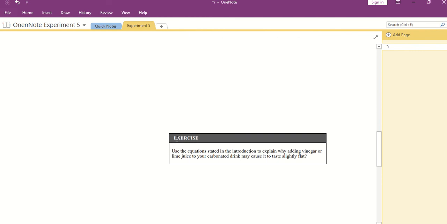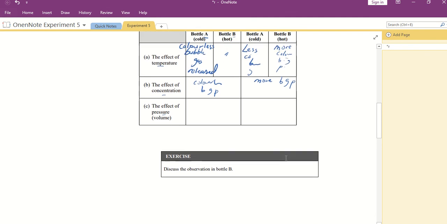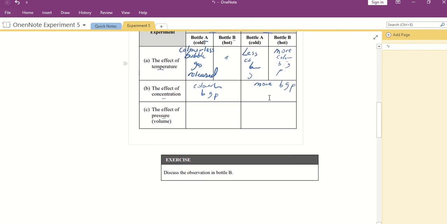Okay, so you are asked to discuss the effect of vinegar. Use the equation stated in the introduction to explain why adding vinegar or lime juice to your carbonated drink may cause it to taste slightly flat. Bila tambah vinegar tu dia dah tak rasa fizzy tu lagi. Kenapa? Because the fizzy things or the CO2 in gas has escaped.